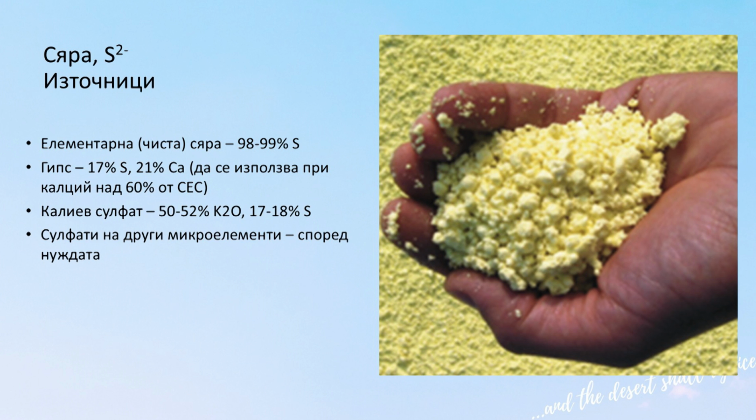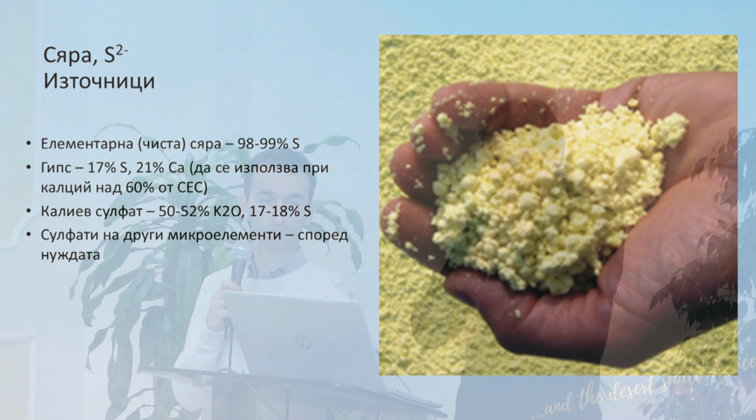Because when you apply gypsum, the sulfur will lower those elements, but the calcium level doesn't change much. Of course, there is a limitation. You cannot use gypsum if you have a low amount of calcium in the ground.